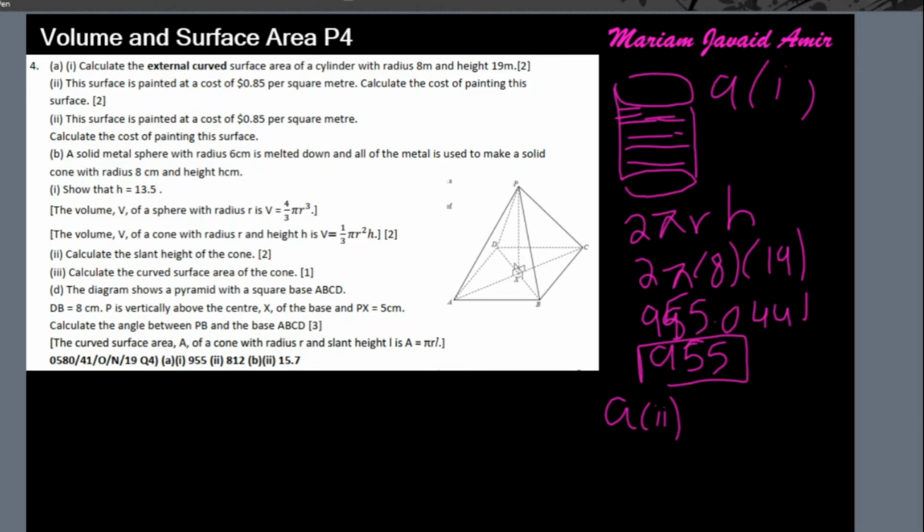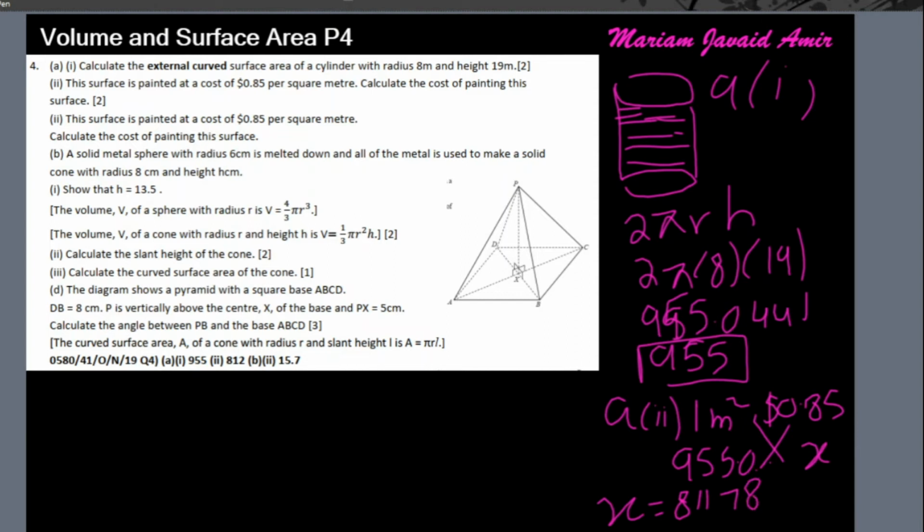Part 2. This surface is painted at a cost of $0.85 per meter square. Calculate the cost of painting the surface. So we have a ratio that to paint 1 meter square, it will cost us $0.85. So to paint 955.0 etc. meter square would cost us how many dollars? Simply cross multiply, and x will be equal to the answer times 0.85, which gives us 811.78, and rounded off to 3 significant figures, this is $812.